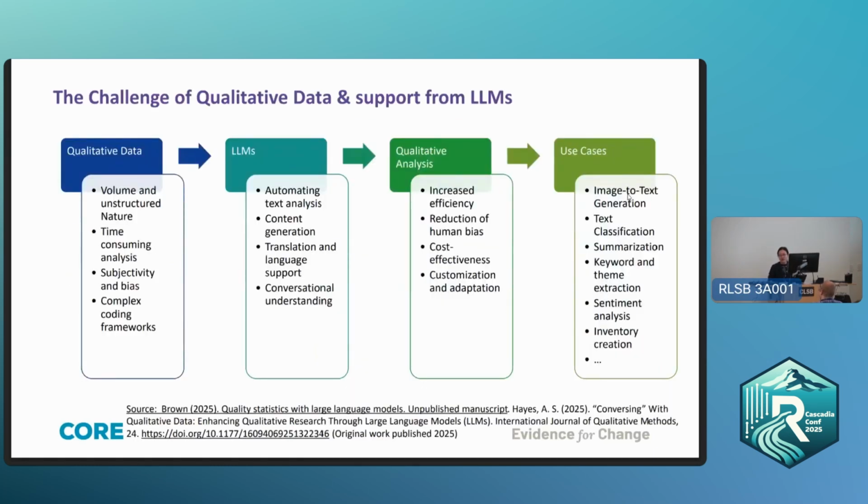At CORE, we work with a lot of qualitative data analysis. One of the main challenges is that unstructured data takes a lot of time to handle and is also affected by human bias. Large language models provide a solution, like automating text analysis, content generation, translation in different languages, and conversational understanding. That could increase efficiency and reduce human bias. Today, I will show use cases like image to text generation, text classification, and summarization.